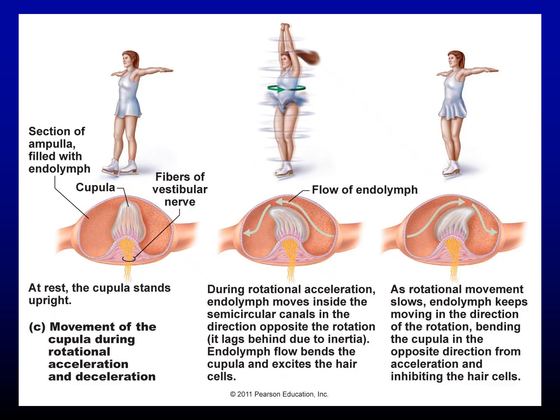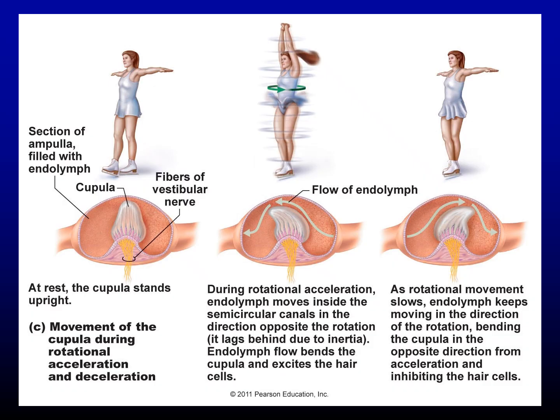Because of its inertia, the endolymph in the semicircular ducts moves briefly in the direction opposite the body's rotation. The flow of endolymph bends the cupula and excites the hair cells, which depolarize and send impulses to the brain at a faster rate. Bending the cilia in the opposite direction causes hyperpolarization and reduces generation of impulses.